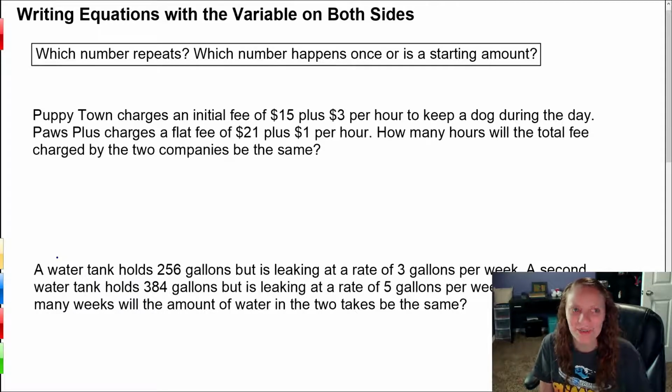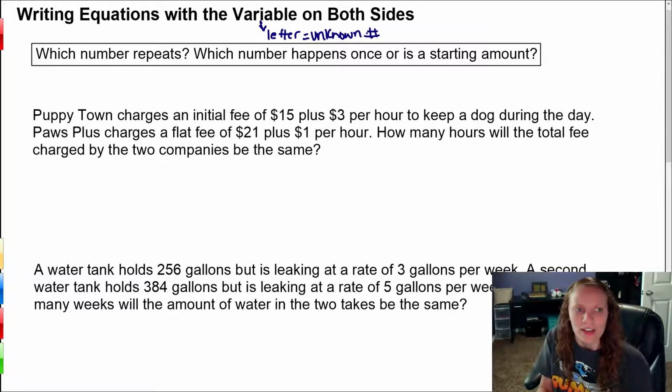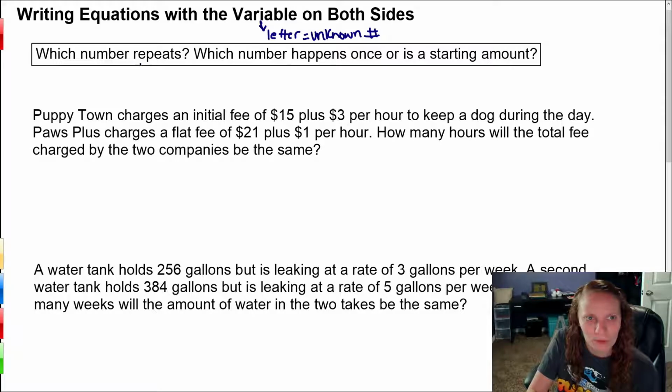Hey guys, today we're going to be looking at word problems and writing equations that have a variable on both sides. Now a variable is a letter. It's a letter that represents an unknown number. When we are reading through these word problems, we have to ask ourselves a couple of things. First of all, we need to know what number is repeating or maybe has a pattern to it. And then which number only happens once, or it could be like a starting amount.